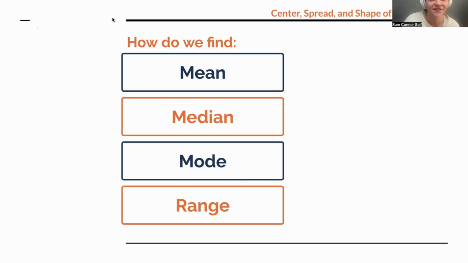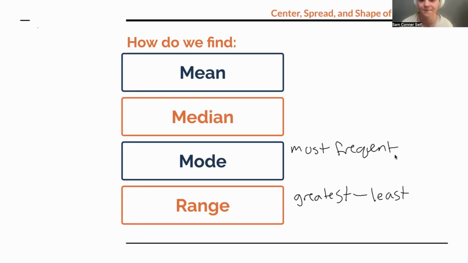Feel free to answer these in the chat as I'm going along. But just as a refresher on how to find mean, median, mode, and range. So range is going to be the greatest value minus the least value of the data set. The mode is going to be the most frequent value of the data set. Yes, mode is the most common value seen. And then median is, you guys probably learned it calling it the middle. So it's the middle number in the data set.